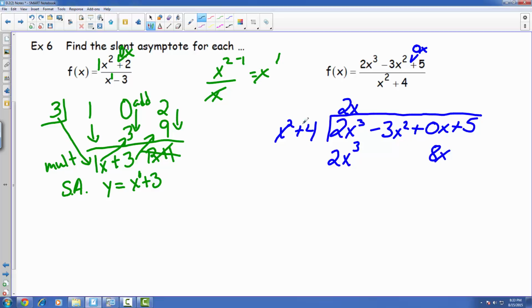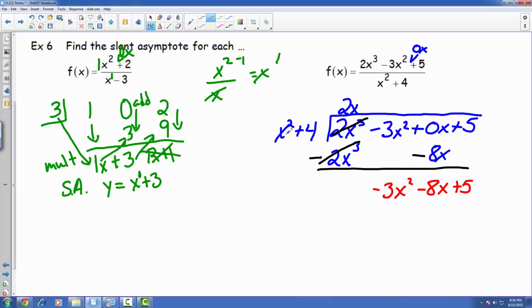Now by properties of long division, you always swap those signs. So they were positive before, now they're negatives. Our 2x cubes cancel out, that should happen. And then we end up with negative 3x squared. 0x minus 8x gives us negative 8x plus 5. And then you pretty much just repeat the exact same procedure.